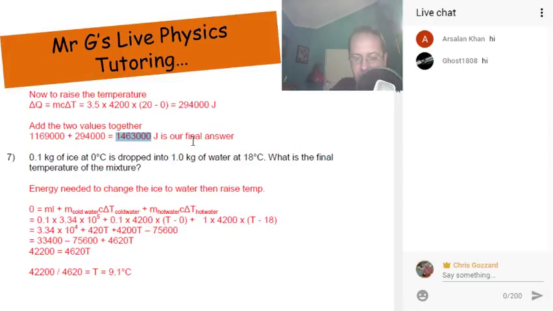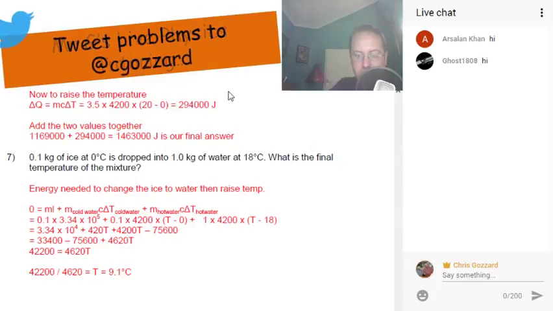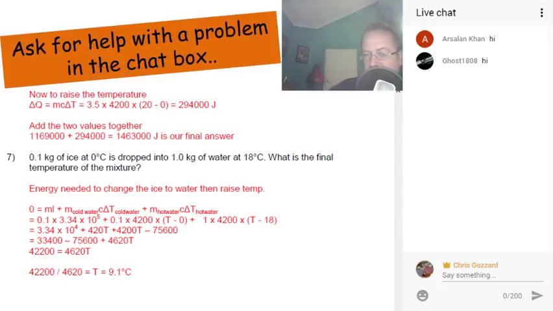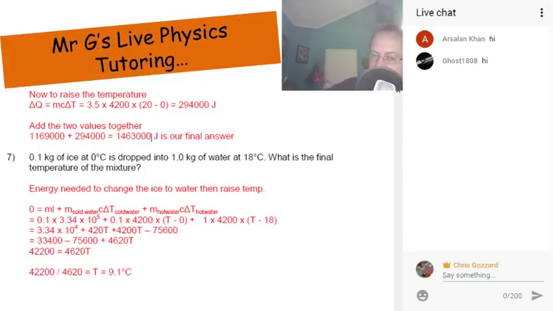Okay, and then our last problem here, number 7. Okay, I just need to move it so I can see it better. 0.1 kilograms of ice at 0 degrees is dropped into 1 kilogram of water at 18 degrees. What's the final temperature of the mixture?